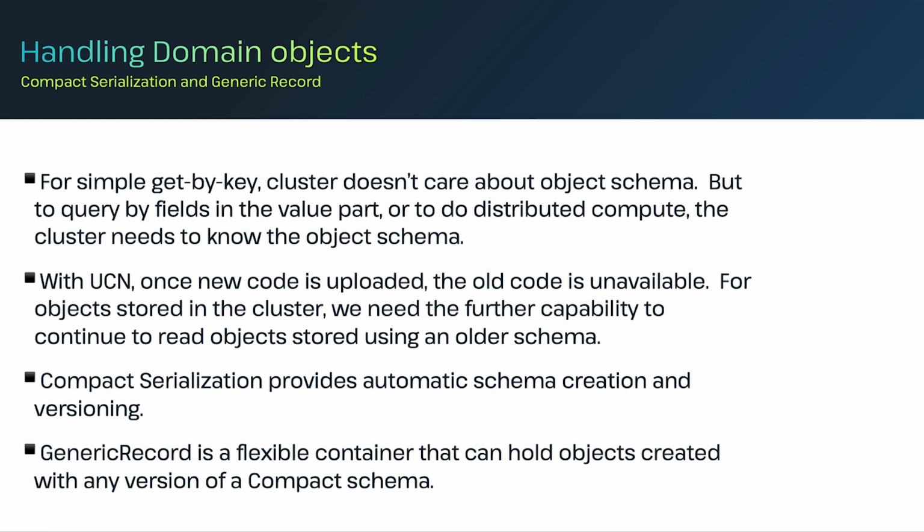It handles the storage and wire format of the data, but doesn't manage multiple Java classes for different schema versions. So the best approach to handling changing schemas, or schema evolution, is to pair compact serialization with the generic record capability. A generic record can represent any version of an object as its schema evolves. And we'll discuss this capability more in future episodes.